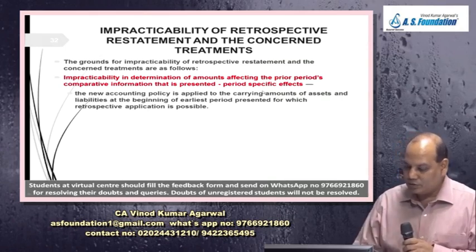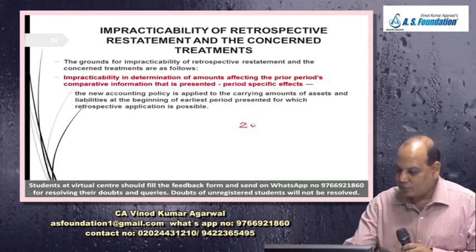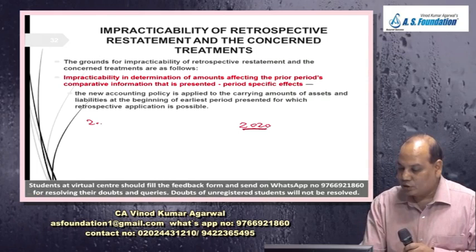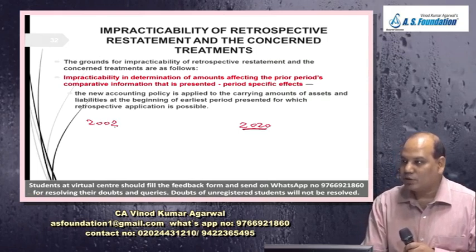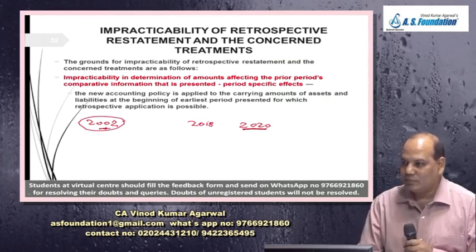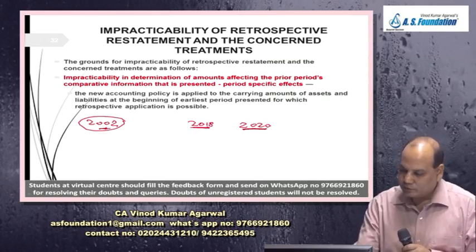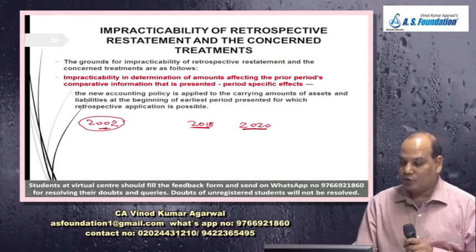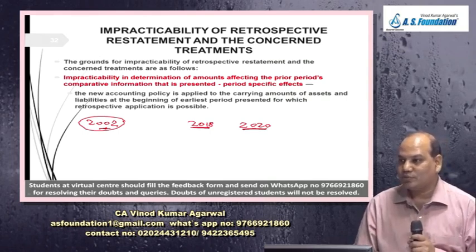Like I am in year 2020 and I have chosen an accounting policy. So retrospective effect will be given from 2002 because this transaction was occurring here also. This is not possible. Management says we can give the effect only from 2018. Okay, then you can give the effect from 2018. But of course you have to justify this in the notes.